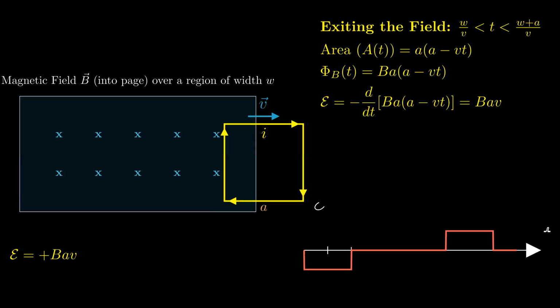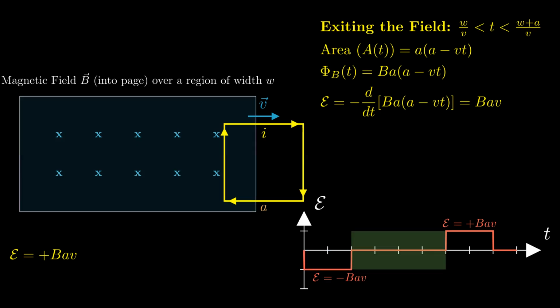This is how the EMF changes with time. During the entry phase, the EMF is negative. This is shown by the first dip in the graph. While the loop is fully inside the magnetic field, the EMF is 0. This flat section represents that period. As the loop exits, the EMF becomes positive, which corresponds to this rise at the end of the graph.